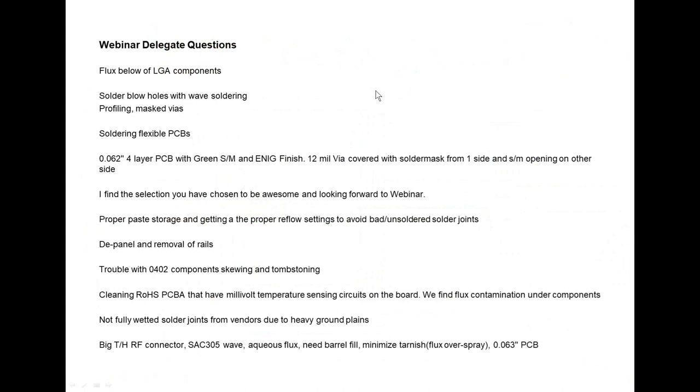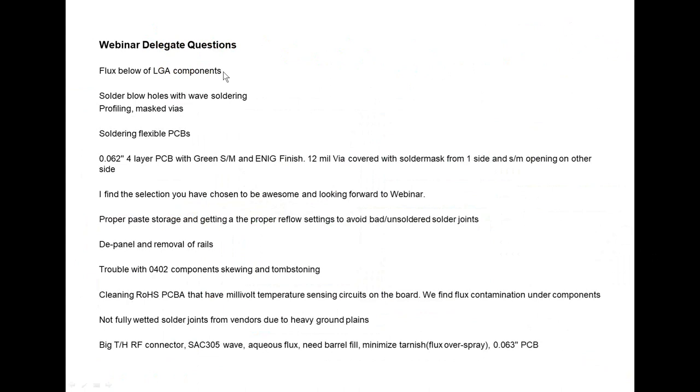Okay, so those are the questions that I've got coming this evening. I just wanted to pick up on some of the points that were asked of me while you were booking. Flux below LGA components. Now, some of these are not questions, really, but I'll try and allude to them. You will always get flux under QFN and LGA packages. If you want to clean, you have to evaluate your process capability for that cleaning process. You have to optimize your design, and you have to make sure the flux you're using in your solder paste is compatible with the cleaning process. If you do not do that, you'll get residues which do not dissolve. You'll get white residue still on the printed circuit board. You have to evaluate the three things together.